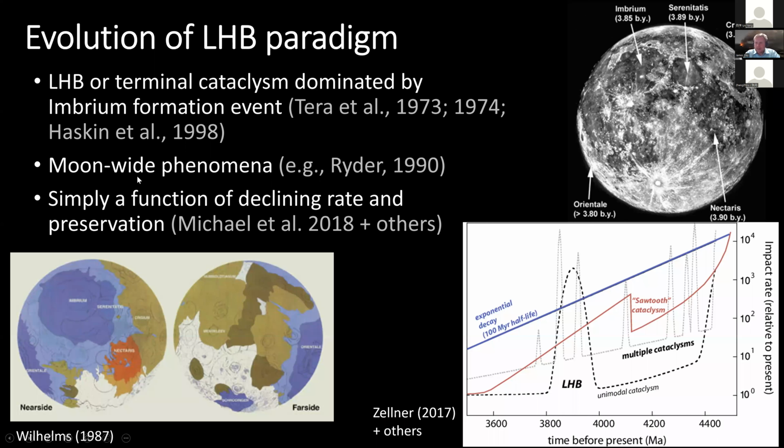The other ideas have been that it's a moon-wide phenomenon, that the late heavy bombardment really did occur and it pummeled the lunar surface, not just the near side and the far side. And Imbrium was just the last of these very closely related events. And so everything we see on the lunar surface is late heavy bombardment material. And then finally, there's the extreme end member, which is actually that the late heavy bombardment never occurred at all, and that it's just simply a function of declining rate and preservation of impacts.